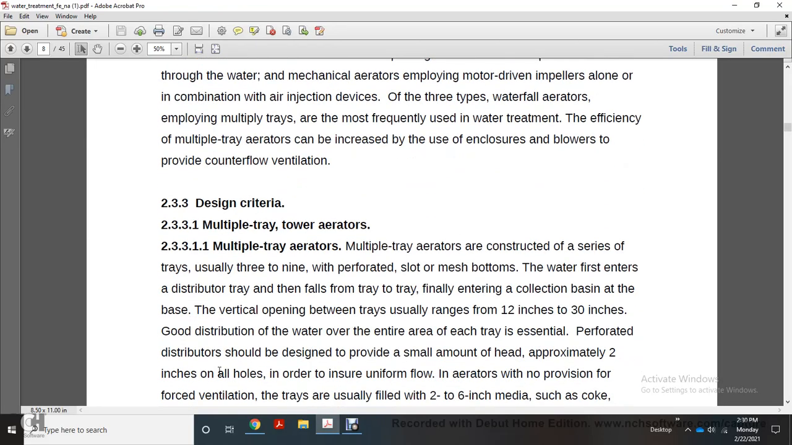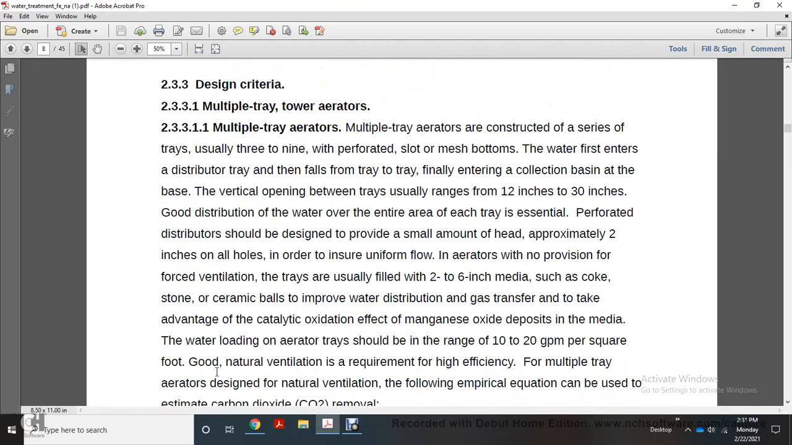Design criteria: multi-tray tower aerators. Multi-tray aerators are constructed with a series of trays, usually 3 to 9, with a perforated, slotted, or mesh bottom. The water first enters a distribution tray, then falls from tray to tray, finally entering a collection basin at the base. The vertical opening between the trays usually ranges from 12 to 30 inches. Good distribution of the water over the entire area of each tray is essential.